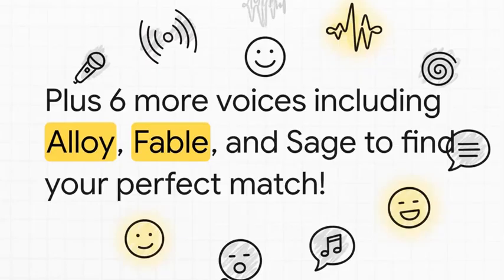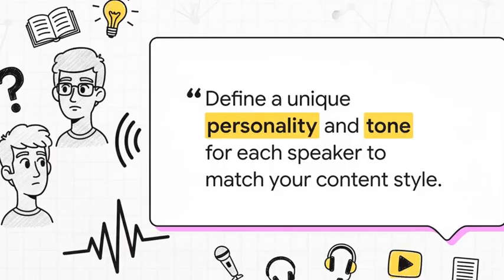And that's just the quick peek. There are over 10 voices in total to choose from, ones like Alloy, Fable, and Sage. So you have a really wide range of options to play with to find that perfect vocal team for your brand. And the customization goes even deeper than that. You can actually give the AI specific instructions for each speaker's personality and tone. So you could literally tell it to make one speaker a curious host and the other a knowledgeable expert. That gives you some serious control over the feel of your content.